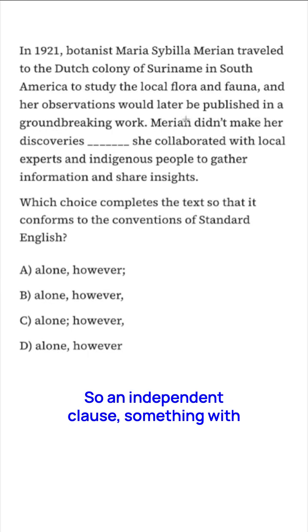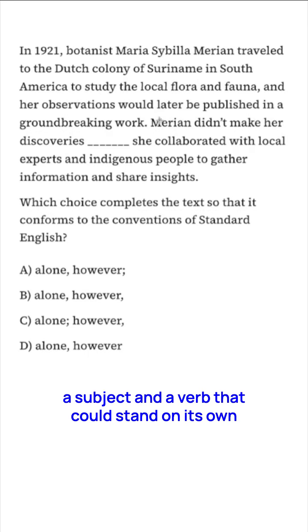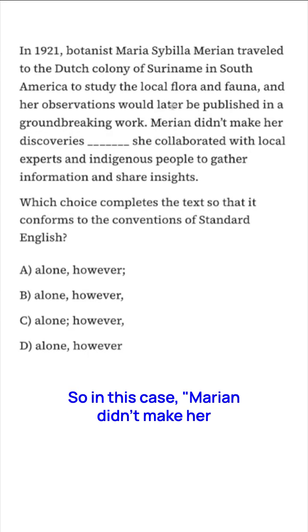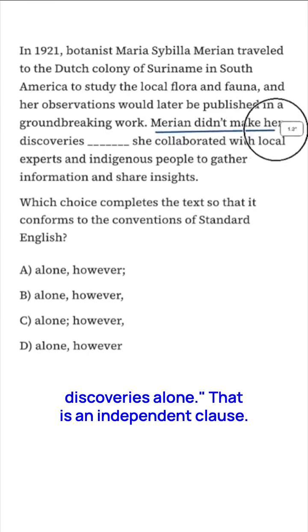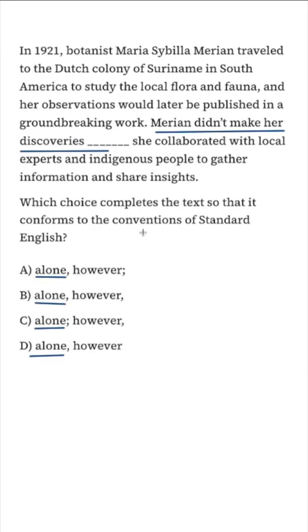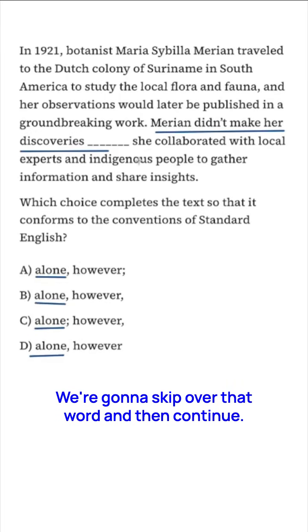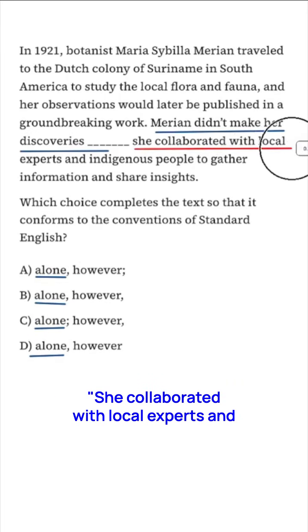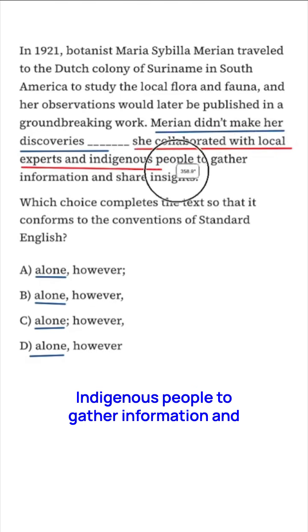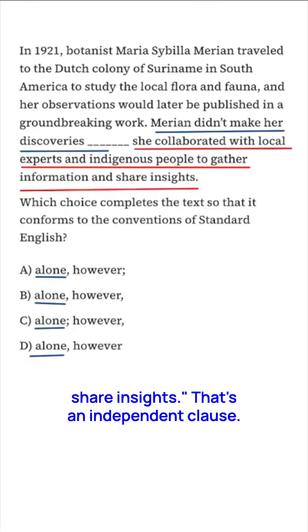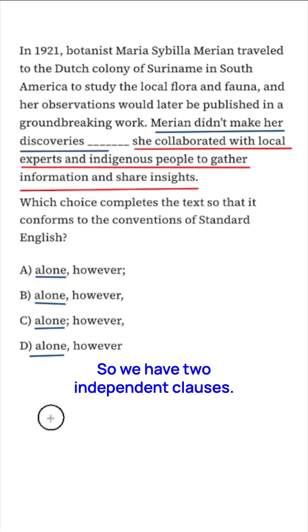An independent clause is something with a subject and a verb that could stand on its own as a complete sentence. So in this case, "Marion didn't make her discoveries alone." That is an independent clause. We're going to skip over that word and then continue. "She collaborated with local experts and indigenous people to gather information and share insights." That's an independent clause. So we have two independent clauses.